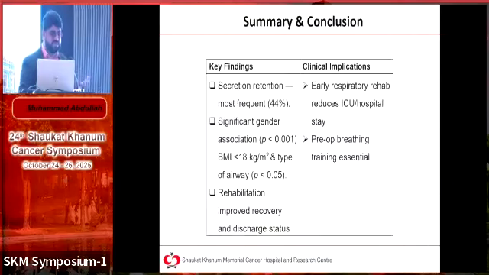In summary, secretion retention causes the most problems. Significant risk factors causing more respiratory complications are gender, BMI, and airway. Rehabilitation improves recovery and discharge. The clinical implication is that early respiratory rehabilitation and reduced ICU stay improve outcomes, and preoperative breathing training is essential in esophagectomy cases.